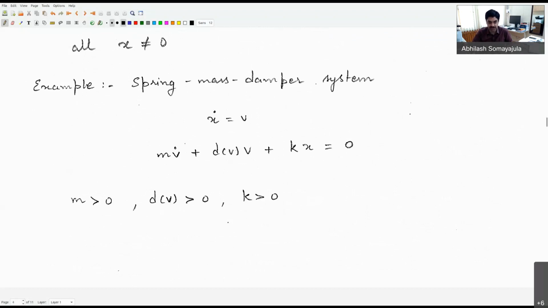So let's say that we have our spring mass damper system, and we have its dynamics given by x dot is equal to v, and m v dot plus d(v) times v plus k of x is equal to 0. Okay. Assume here that the mass is positive, the stiffness is positive, and the damping value is also positive. For now, we are even assuming that the damping may not be just a constant coefficient, but rather might depend itself on v. Here we are assuming that the damping itself will depend on the velocity v.